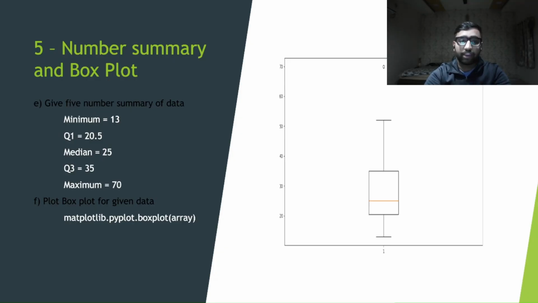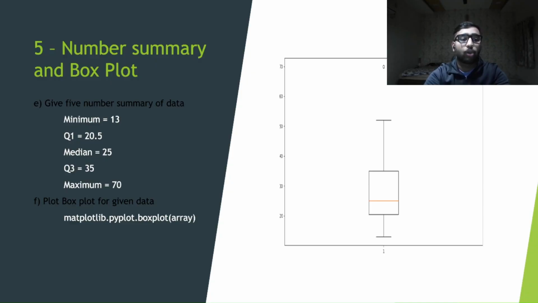Part E, give 5-number summary of data. So the 5-number summary for any data consists of its minimum value, first quartile, median, third quartile, and the maximum value. Since we have already calculated the first and third quartile and median, we just have to find the minimum and maximum value of the distribution, which are 13 and 70, and we have completed our 5-number summary here, which is given in the slide.